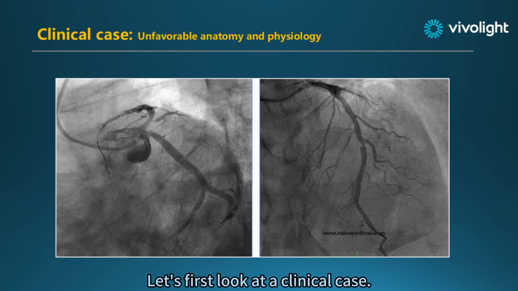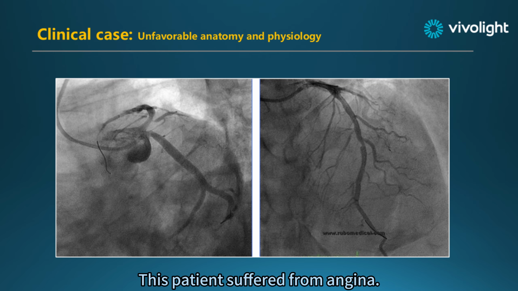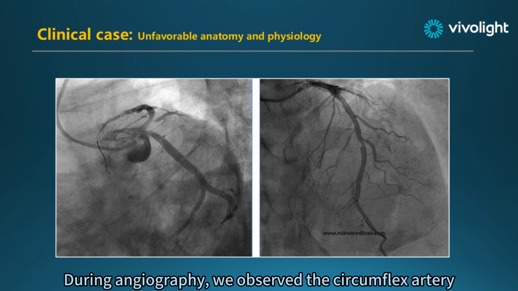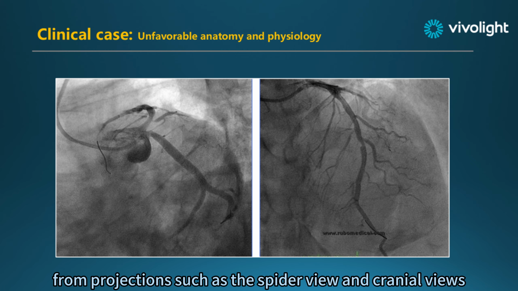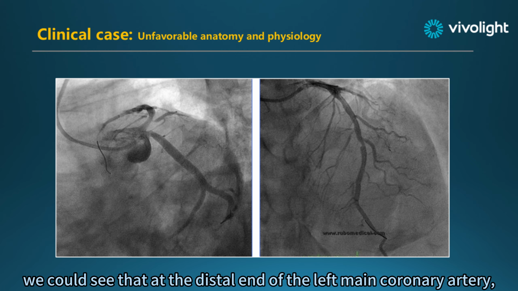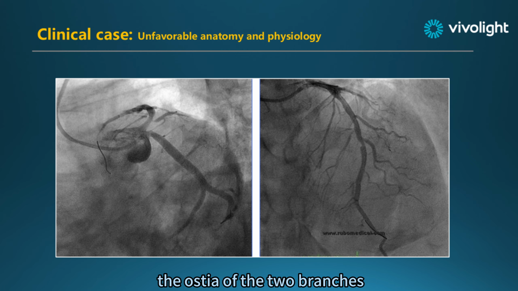Let's first look at a clinical case. This patient suffered from angina. During angiography, we observed the circumflex artery. From projections such as the spider view and cranial views, we could see that at the distal end of the left main coronary artery, the ostia of the two branches had obvious plaque formation.